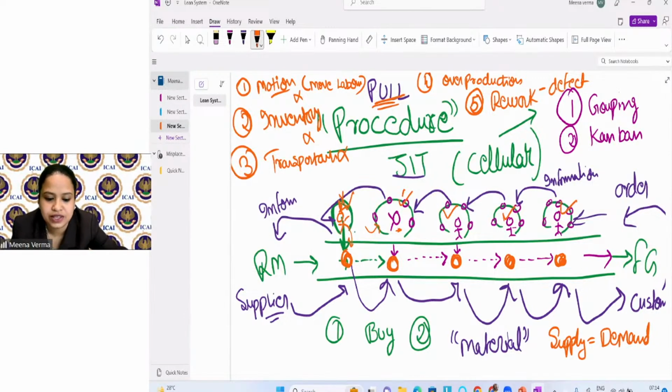So in this way, they have avoided the defects and rework. All right. What else? Not even a single defective unit are we producing.